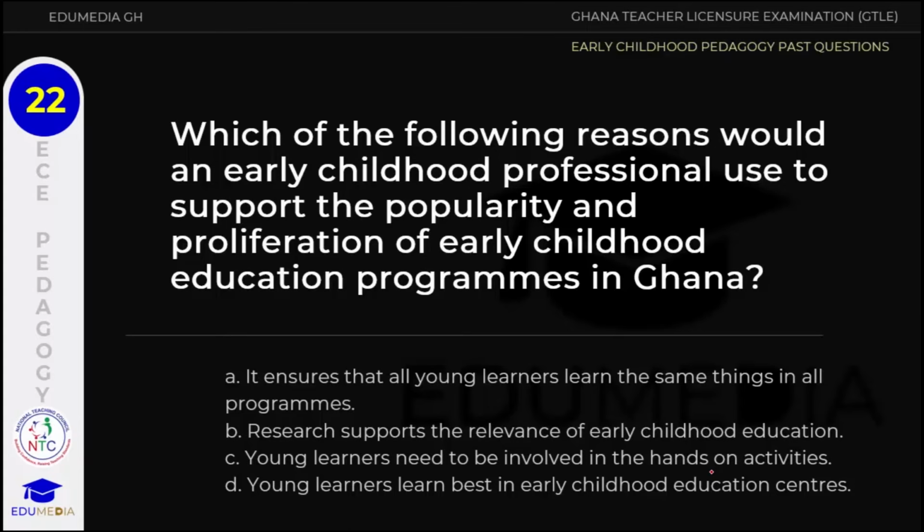The next question: which of the following reasons would an early childhood professional use to support the popularity and proliferation of early childhood education programs in Ghana? A. It ensures that all young learners learn the same things in all programs. B. Research supports the relevance of early childhood education. And C. Young learners need to be involved in the hands-on activities. And D, young learners learn best in early childhood education centers. The correct answer is B. Research supports the relevance of early childhood education.